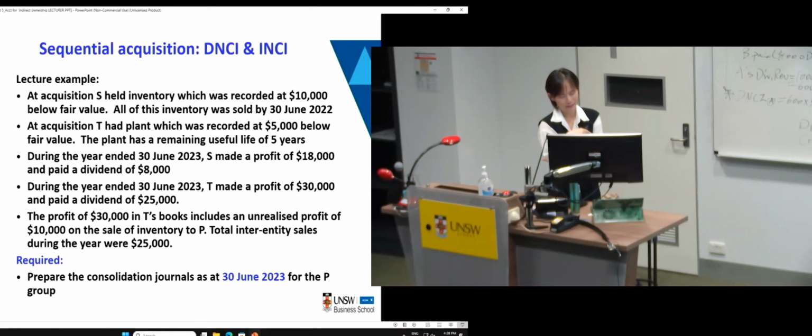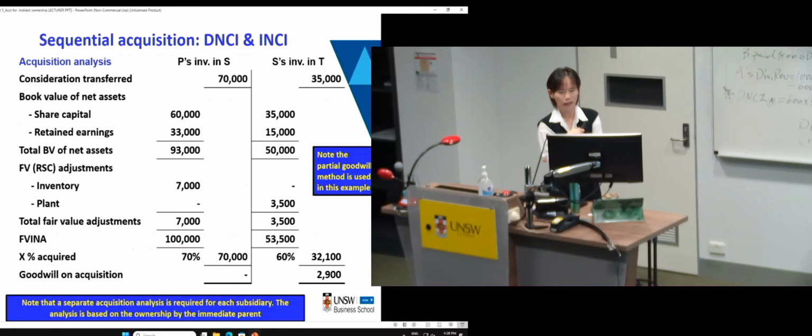All right, now let's use the partial goodwill method to conduct acquisition analysis. You only need to find out the goodwill acquired by the parent. To find the goodwill acquired by the parent, we compare consideration with the fair value of net assets acquired. Now consideration is given, right? Now for the net assets acquired, we need to calculate the net assets of As Limited first.